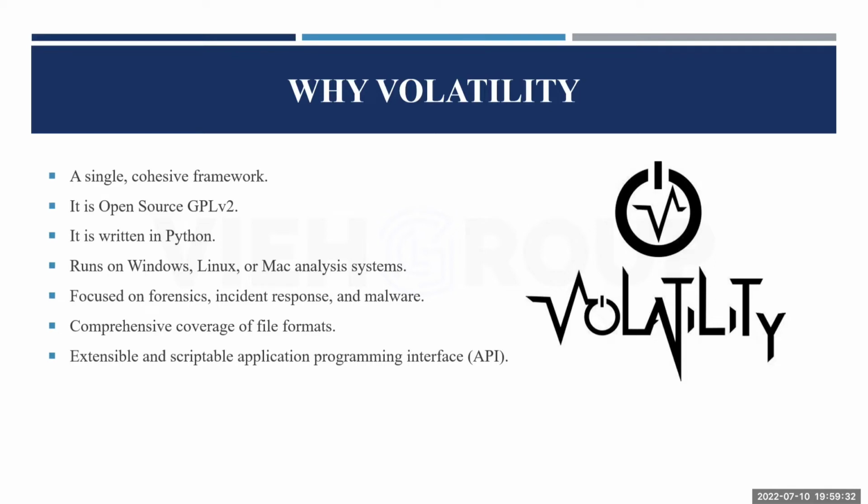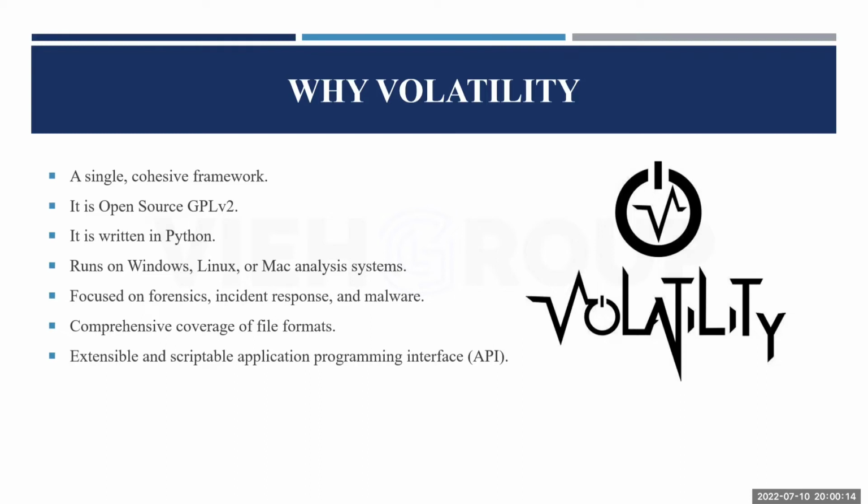In Volatility, we can even find unallocated storage, indirect artifacts, and so on, which is helpful for forensic analysis. And we can find malware persistence in the processes. The next feature is comprehensive coverage of file formats. By using Volatility, we can analyze raw dumps, crash dumps, hibernation files, suspended VM files, and other formats also. You can even convert back and forth between these formats.